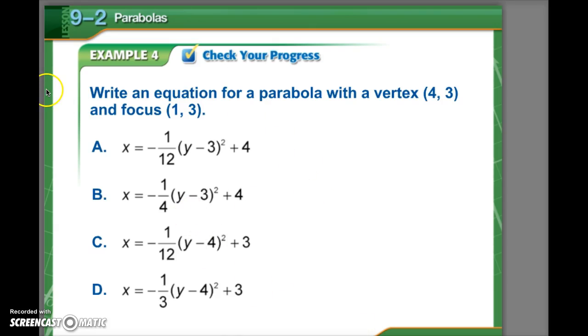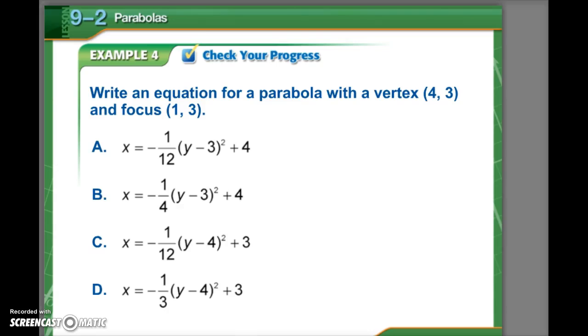Okay, for checking our progress, we need to write an equation for a parabola that has a vertex of (4, 3) and a focus of (1, 3). Do your work on a separate sheet of paper. When you have your answer, come on back and advance to the next slide. All right, our answer for this one is A.